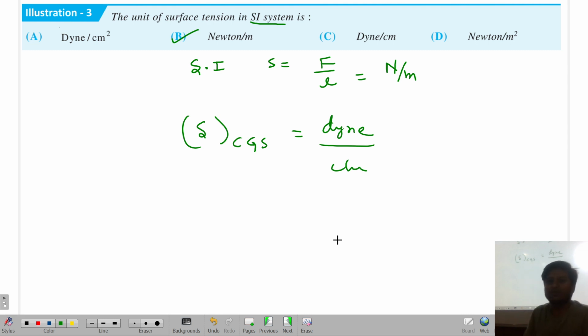Do not write 10 to the power of 5 dyne. Options will be there. You might think that if I am converting Newton to 10 to the power of 5 dyne, no. If it is told to convert, then only convert. Otherwise, it is just dyne by centimeter. Got it or not? Understood? Yes, sir. Okay.